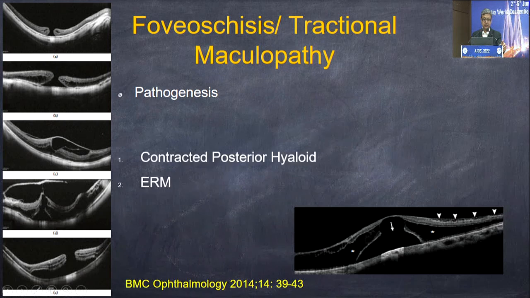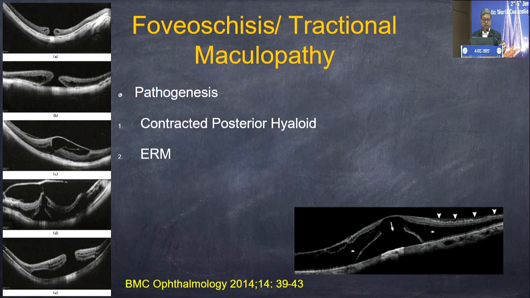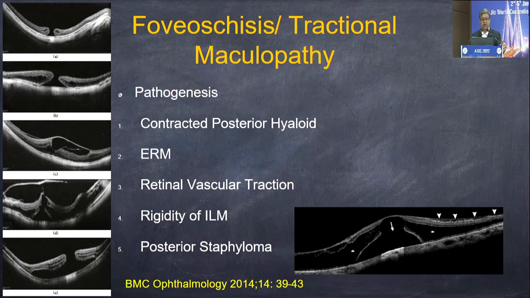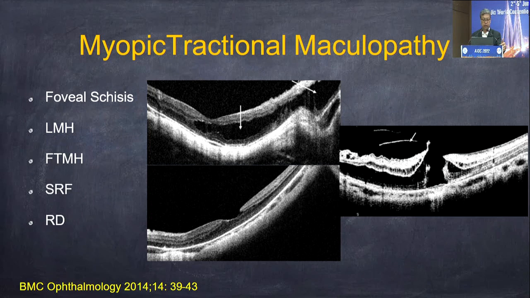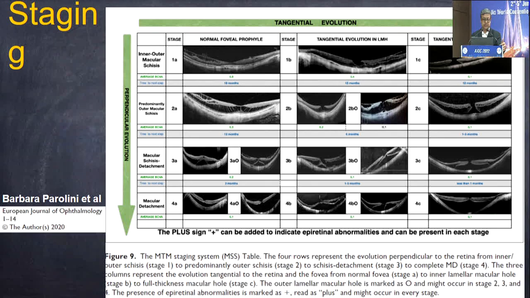Pathogenesis may be due to the contraction of the posterior hyaloid, or the epiretinal membrane formation is the cause of tractional maculopathy, or it may be the retinal vascular traction, where small retinal vessels cause traction and give rise to schisis formation. Rigidity of the ILM is another point, and posterior staphyloma is another point that leads to development of foveal schisis traction maculopathy. So it can lead to foveal schisis, lamellar macular hole formation, full thickness macular hole formation, subretinal fluid formation, or complete retinal detachment.